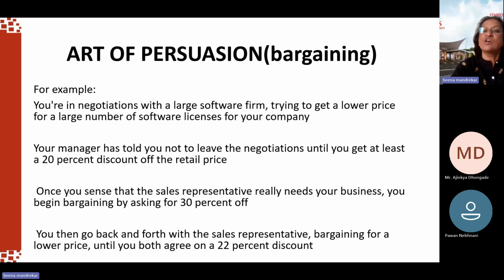He says, no, no, not 30%. I can give you this. No, no, no, you can't. I can. No, you can't. And they go back and forth till both agree on 22% and they close the deal. So everyone is happy. The software company is happy, the firm is happy because they've sold the licenses. This man who's negotiated is happy because his manager has told him not to come without getting at least 20%. He's got 22, which is good. Everyone's happy. Bargaining.